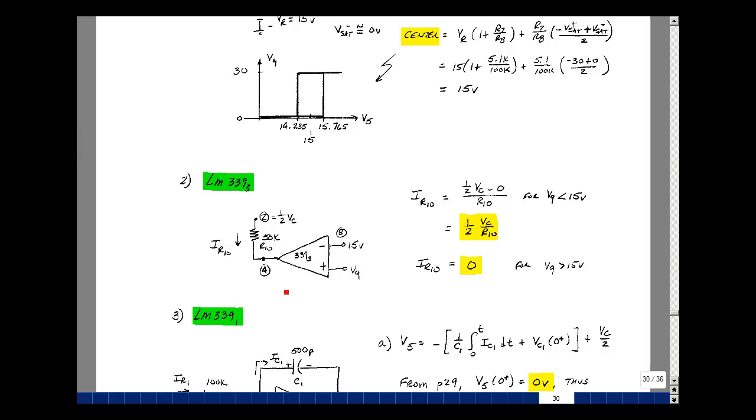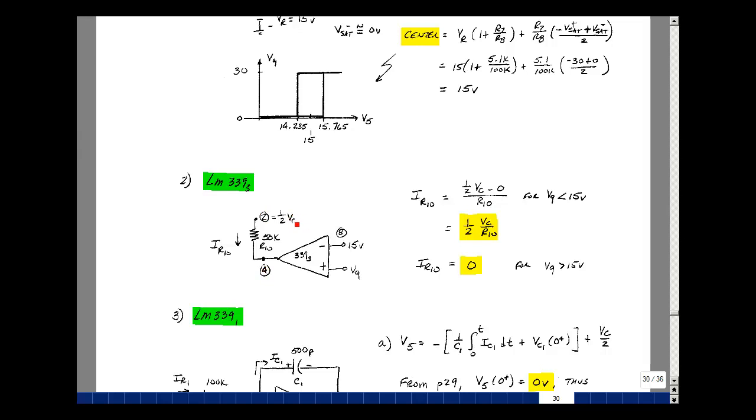So let's take a look at that case first. In other words, when V9 is less than 15 volts. So if this is basically a short back to ground, the current that flows in here, which is going to be part of the circuit with the LM339 number 1, is going to be a difference of these two node voltages. Now this is hooked up to roughly a half of the controlling voltage, V sub C.